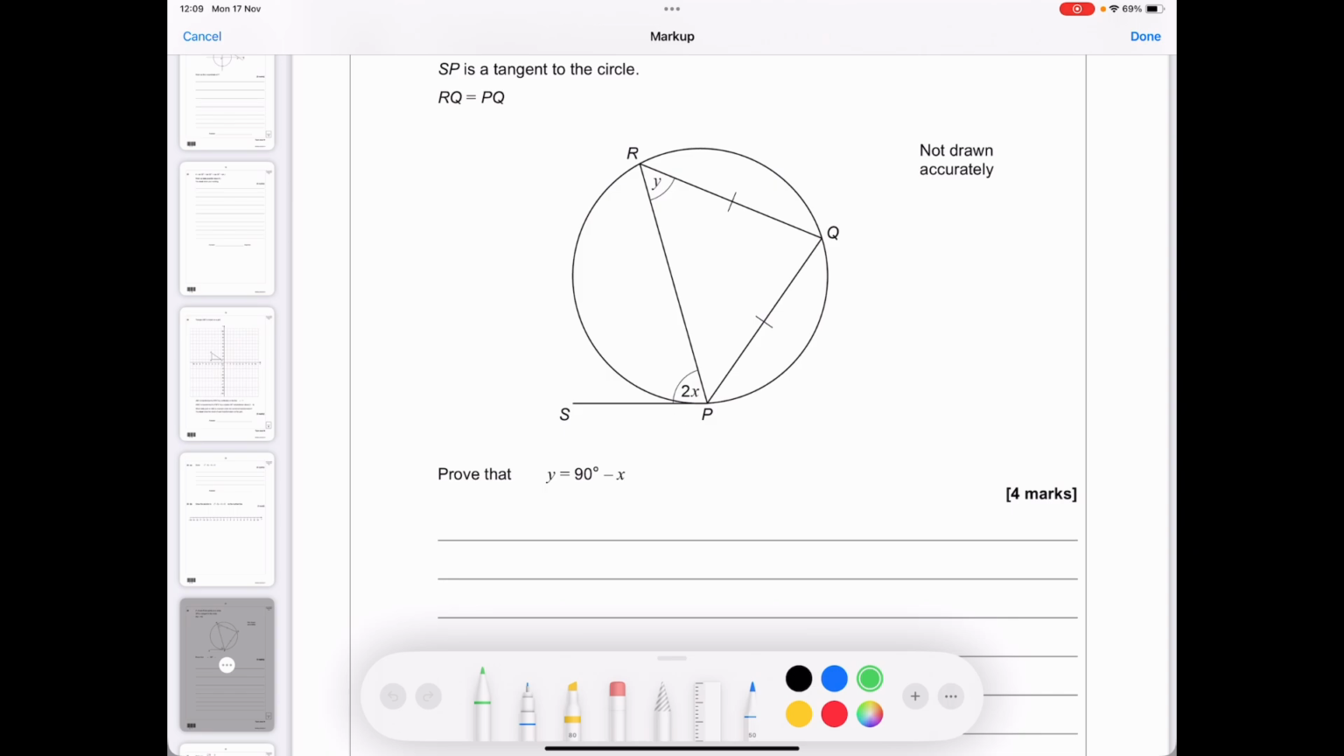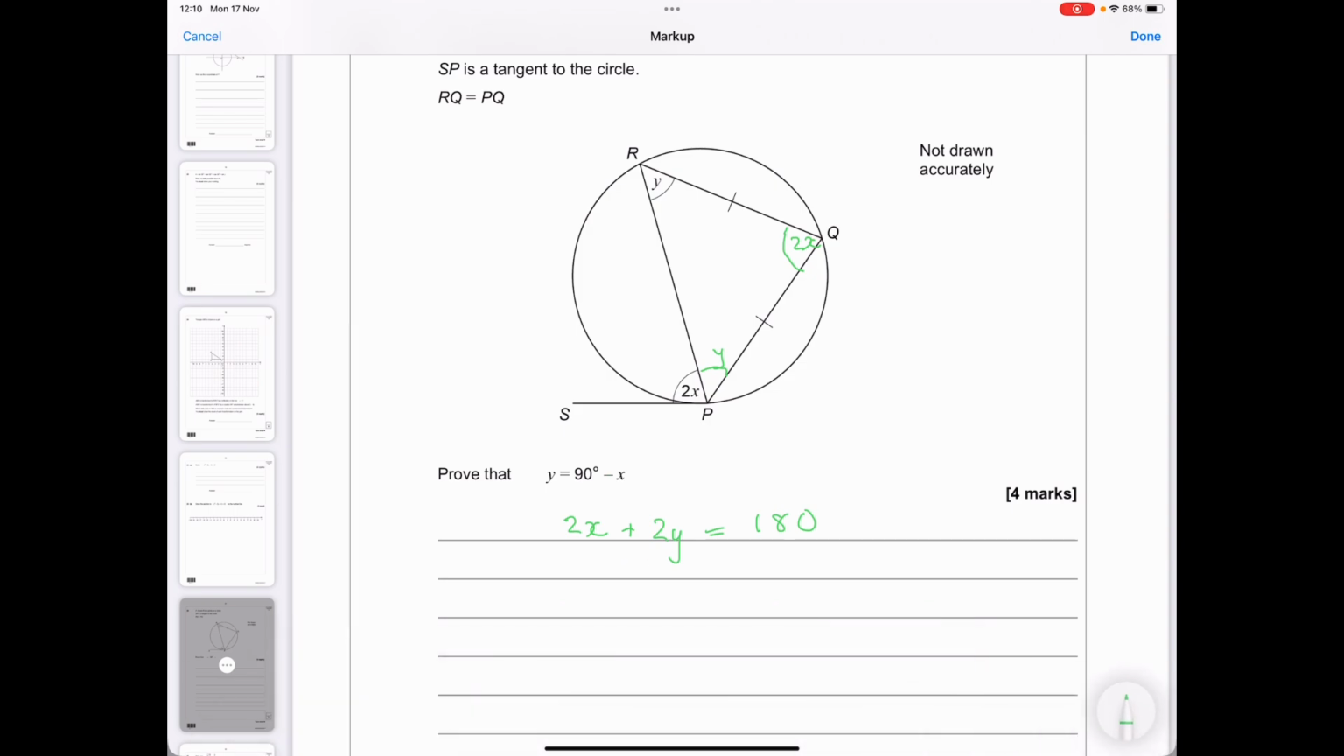Okay, so what do we have here? I think this is the alternate segment, so I think that's 2x. And then that means that that also equals y. So we know, based on that, that 2x plus 2y equals 180. Now we just need to do whatever we can to get that into this format here.